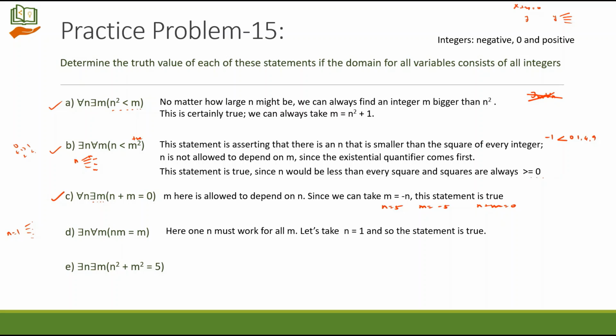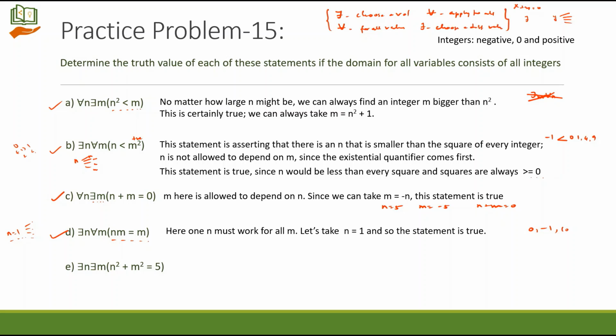If m is 0, 1 times 0 will give you 0. If m is minus 1, 1 times minus 1 will give you minus 1. If m is 10, then 1 times 10 will give you 10. So whether it is positive, negative or 0, when you have 1 as the n value, this particular expression is true. Always remember, when existential comes first, choose a value, then when all comes next, apply to all. But when all comes first, for all values, when existential comes next, choose a different value.